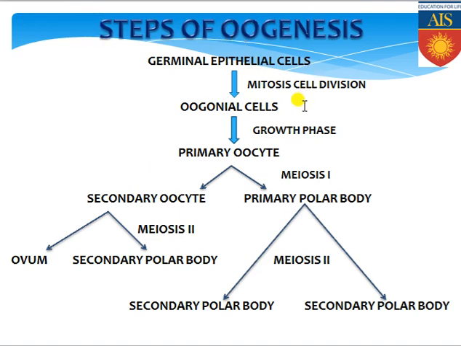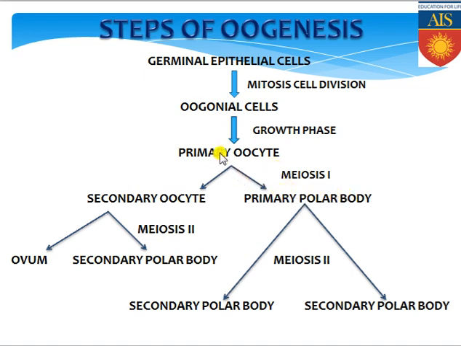This epithelial cell performs mitosis cell division, and after mitosis these germinal epithelial cells produce oogonial cells. These oogonial cells further enter the growth phase, and by entering the growth phase they increase their size and form the primary oocyte. Now the primary oocyte that has been formed gets divided into two portions. One is the secondary oocyte and the other is the primary polar body, and this division occurs with the help of meiosis cell division, that is meiosis 1.